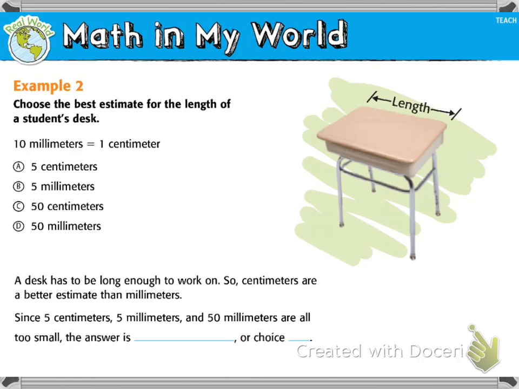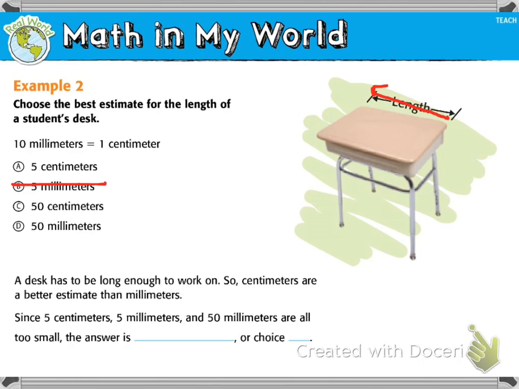Okay, for example 2, we need to choose the best estimate for the length of a student's desk. Okay, 10 millimeters equals 1 centimeter. So the length of your desk, what do you think? Is it 5 centimeters, 5 millimeters, 50 centimeters, or 50 millimeters? A desk has to be long enough to work on, so centimeters are a better estimate than millimeters.